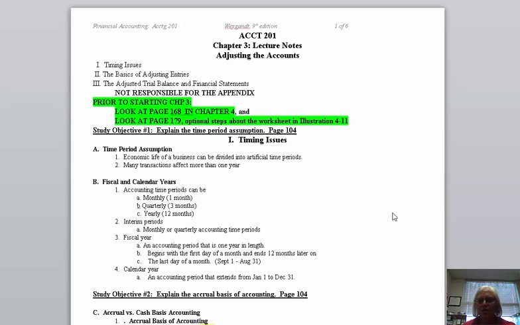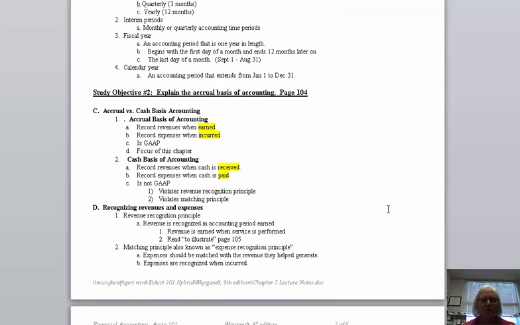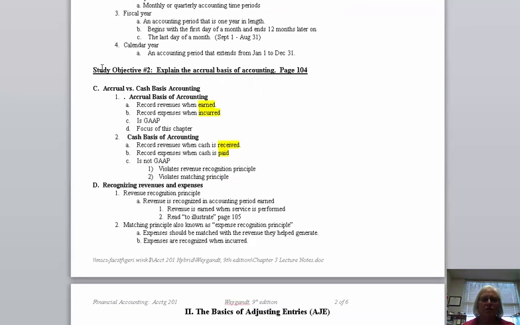So what I want you to know about adjusting entries, just some basic information to start with, and we're going to start here with study objective number 2. It's all about accrual basis accounting. There are two different bases of accounting that are used, accrual basis and cash basis. Accrual basis is what we're using for our accounting in this particular class.